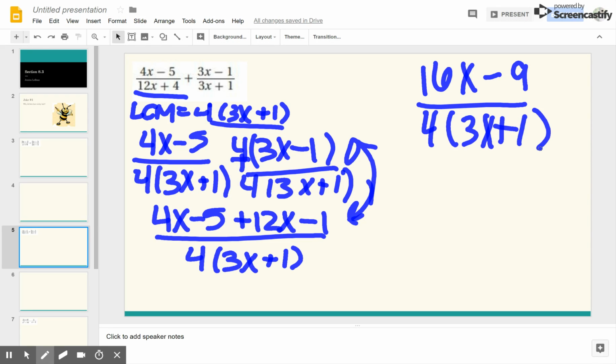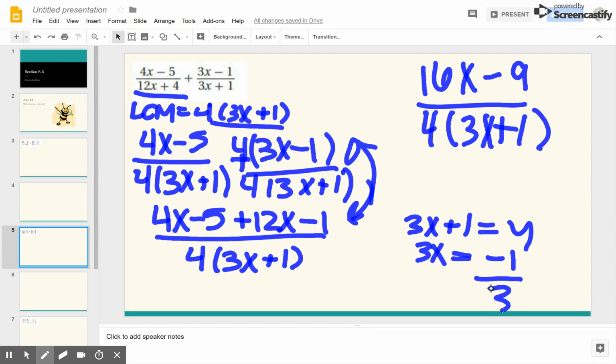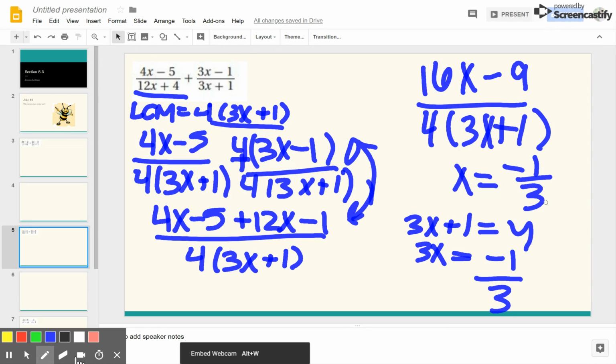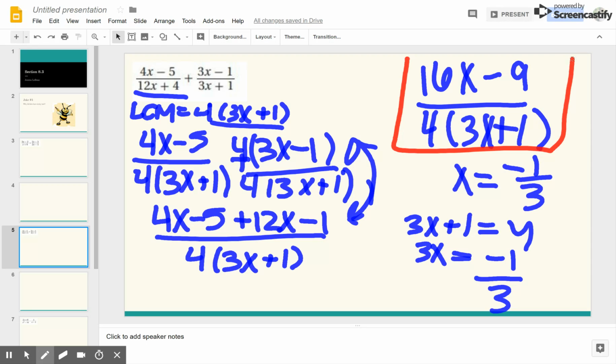So now we just have to find the undefined. So remember, we just set the equation in the parentheses to zero. So we subtract the 1s, we get negative 1 over 3x. So we get the undefined to be negative 1/3. So your final product is this, and your undefined is that.